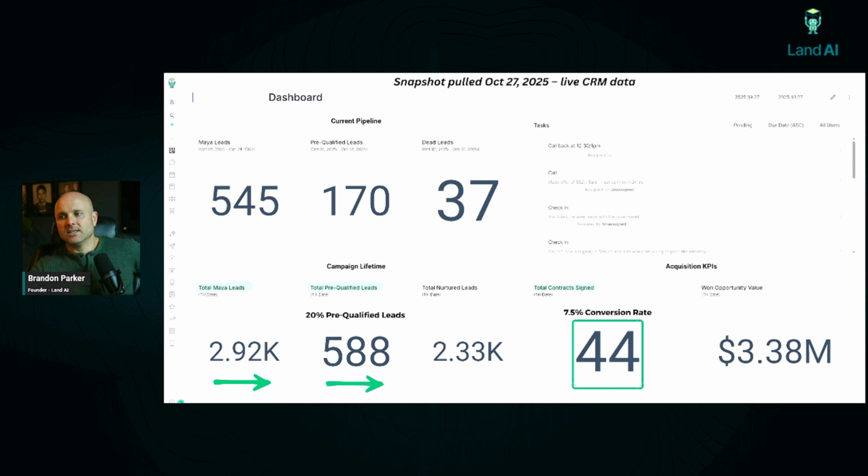So this is the magic of what goes on here, is taking about 3,000 leads, turning it into about 500 that need to be talked to by an acquisitions manager, and then converting those into contracts. That's where we speed up the process.